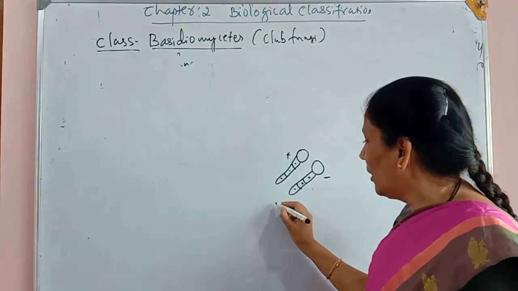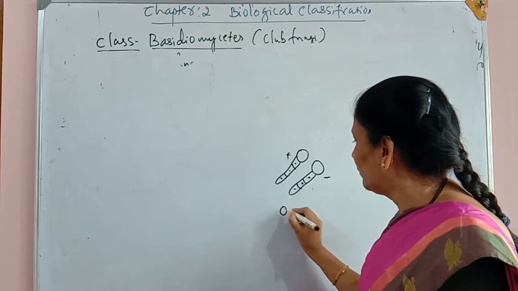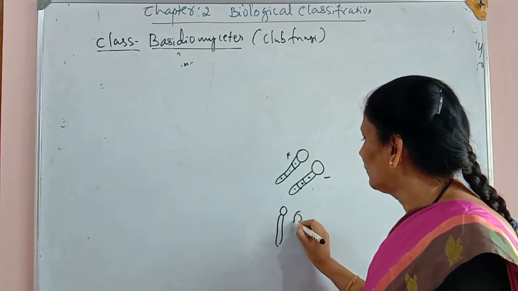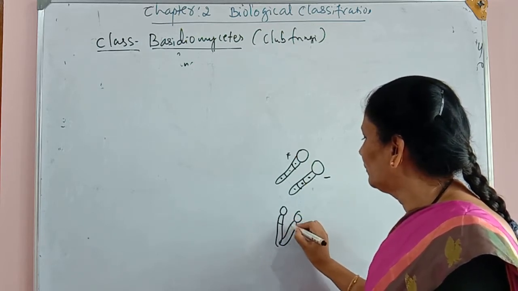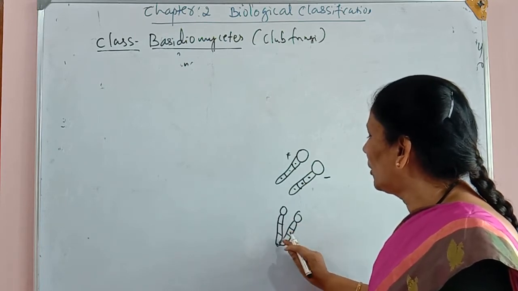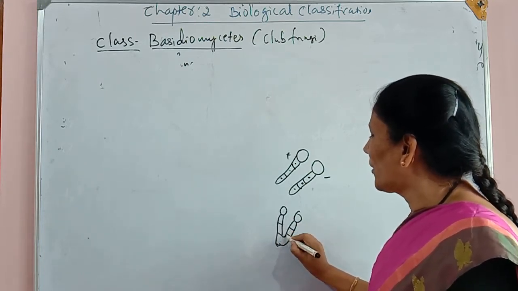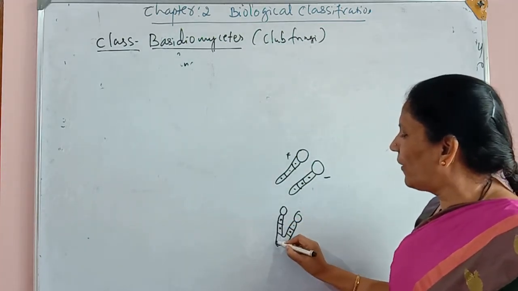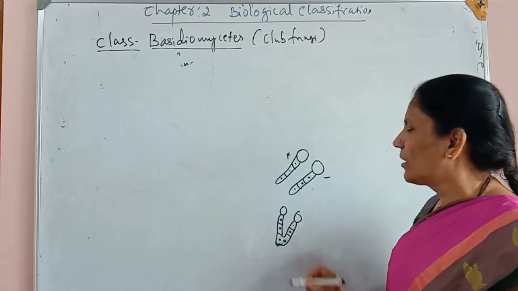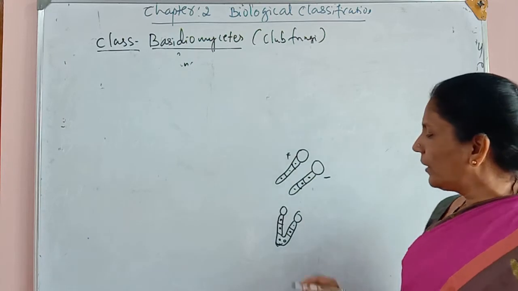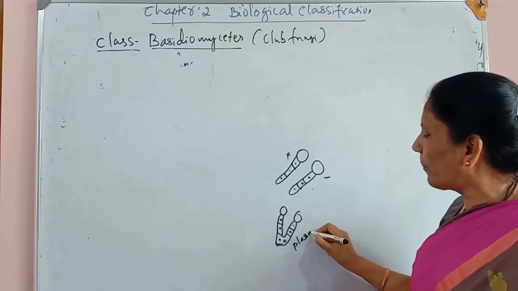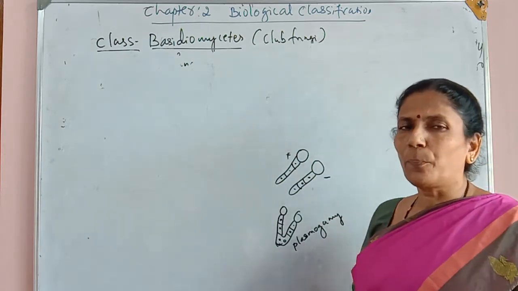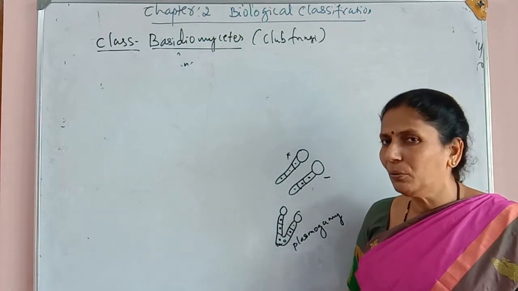When these hyphae come in contact with each other, the cross wall or middle wall degenerates, and the cytoplasm of these two hyphal cells fuses. That process is called plasmogamy, the fusion of protoplasm of these two cells.